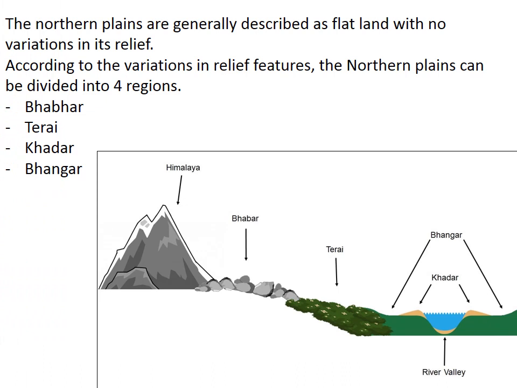The northern plains are generally described as flat land with no variation in its relief, but that is really not the case. These vast plains also have a diverse kind of relief. According to the variation in relief, the northern plains can be divided into four regions: the Bhabar belt, the Terai belt, the Khadar, and the Bhangar belt. Let us take up each one in detail.